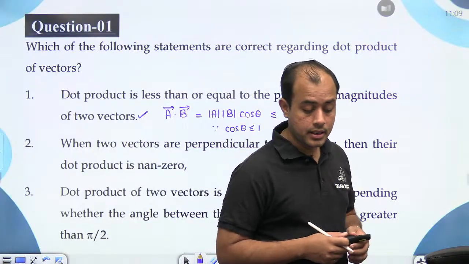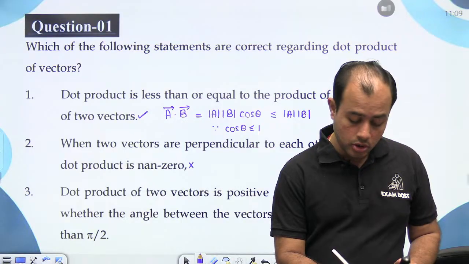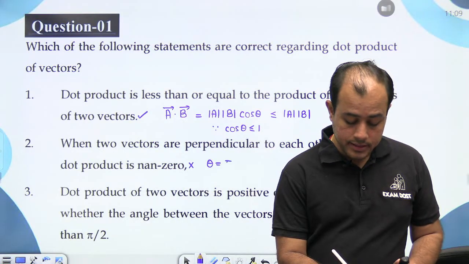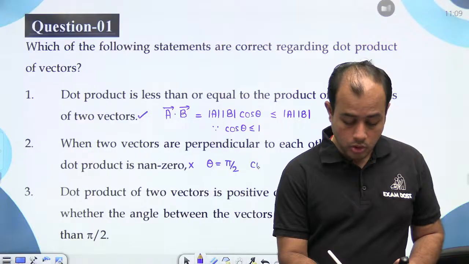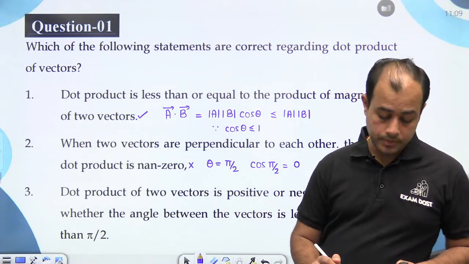When two vectors are perpendicular, then their dot product is non-zero. Wrong. Perpendicular means theta is pi by 2. So cos pi by 2 is 0. So the dot product will be 0.